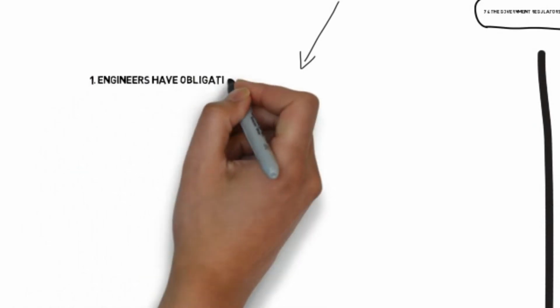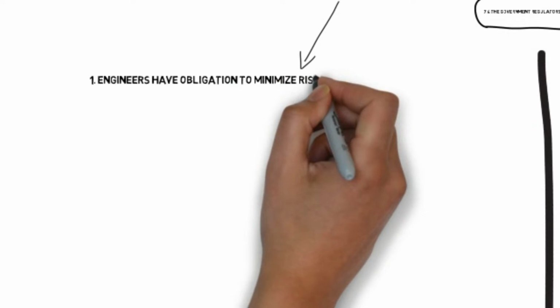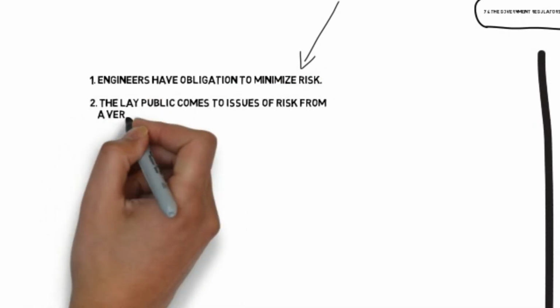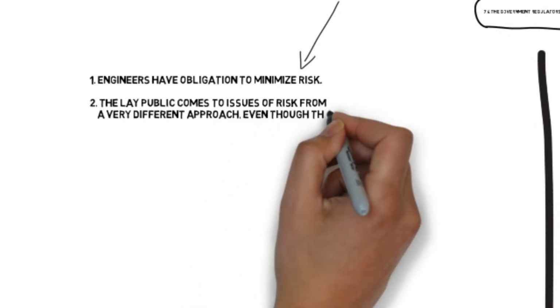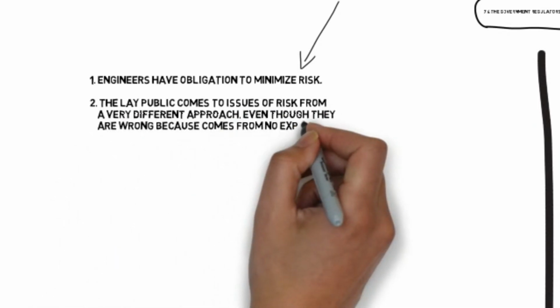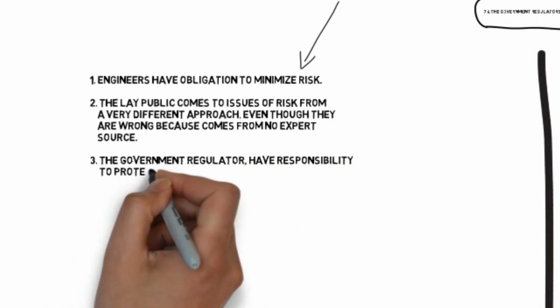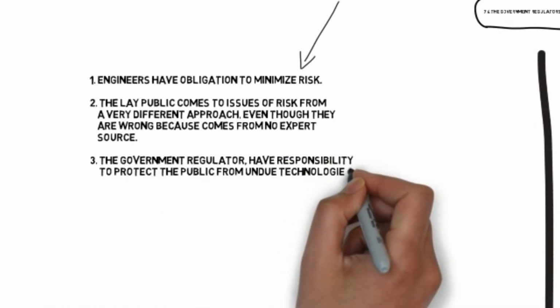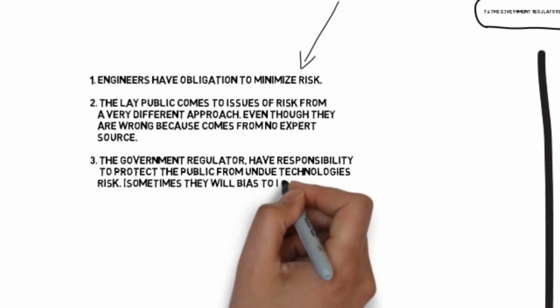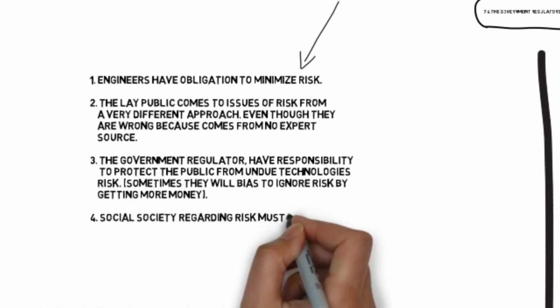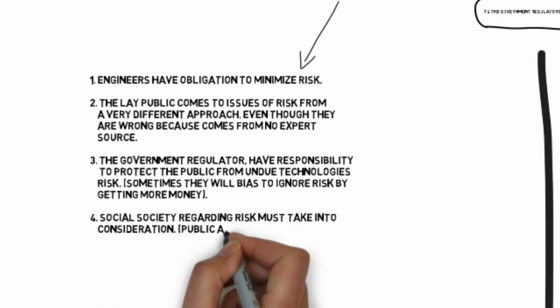Engineers have an obligation to minimize risk. The public comes to the issue of risk from a very different approach, even though they may be wrong because their views come from no expert source. The government regulator has a responsibility to protect the public from undue technological risk. It sometimes will be biased to ignore risk in order to get more money. Social society regarding risk must be taken into consideration.